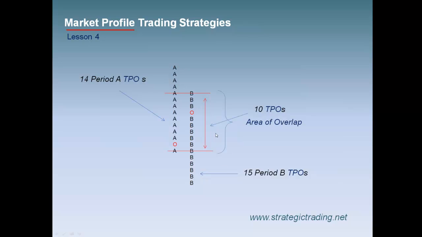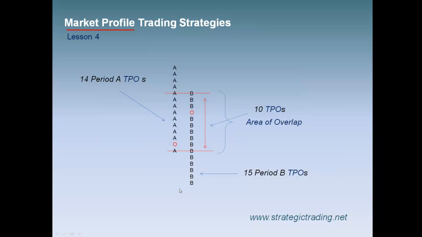10 TPOs in terms of overlap. So the bulk or the majority of TPOs that were printed were in fact overlapping. This tells us again, short-term trader is in control. So this is one of the ways that we can identify, counting the TPOs.